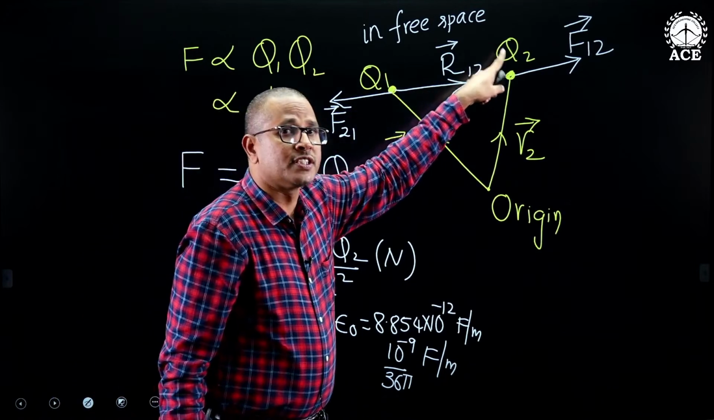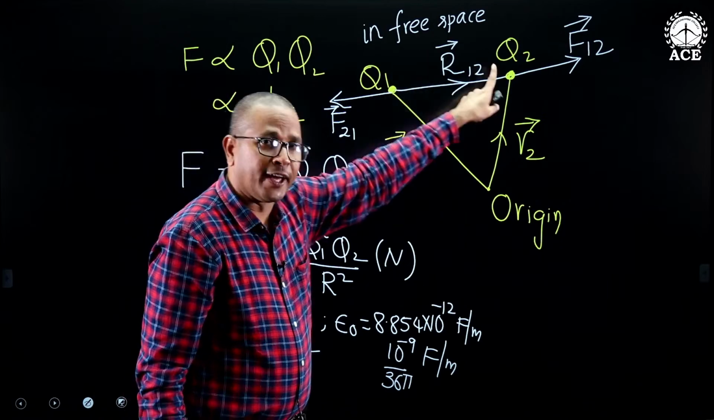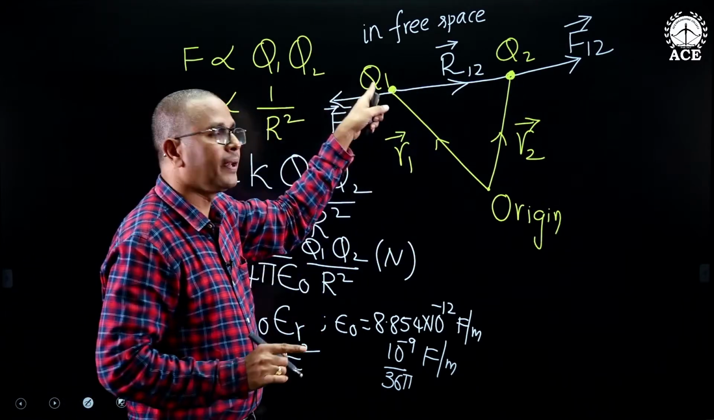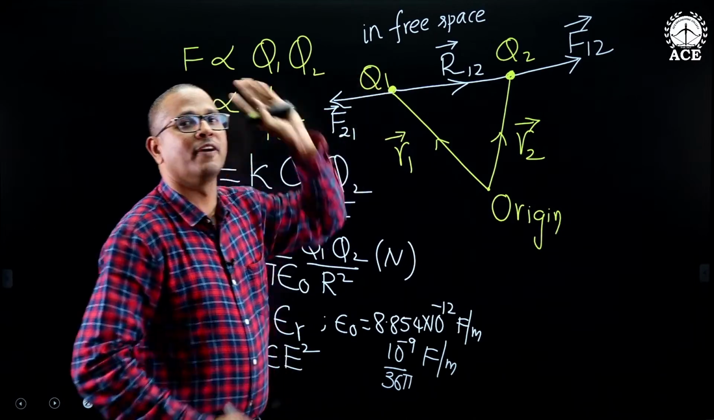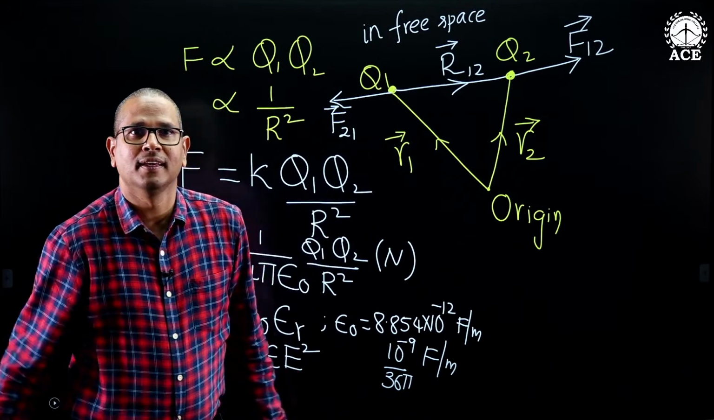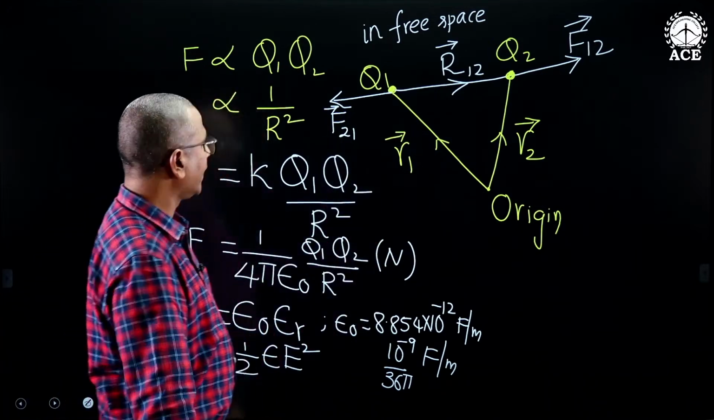Nothing but the charge at rest Q2 is influencing Q1. If you assume Q1 and Q2 have the same polarities, then what is happening? Q1 will be repelled away from Q2. That we can find mathematically by using the vector form of Coulomb's force equation, which I am going to give now.